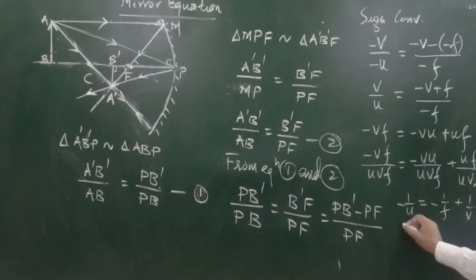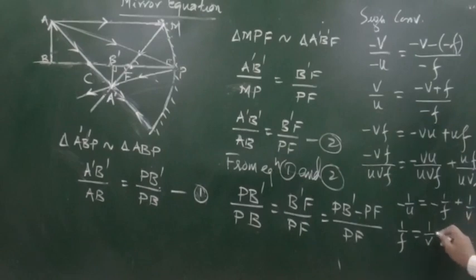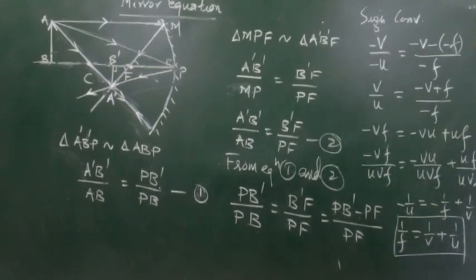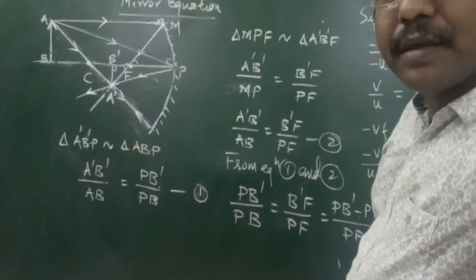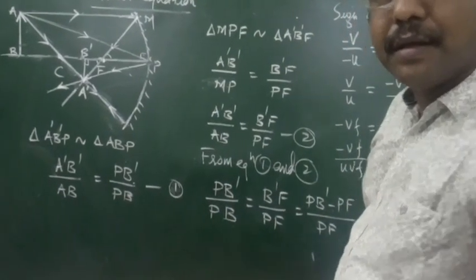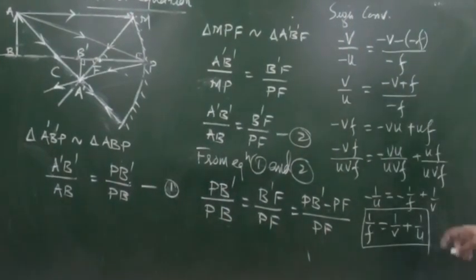When I take this F this side, 1 by F equals 1 by V plus 1 by U, which is nothing but the mirror equation. So in that way, are you getting it? You can obtain the mirror equation here.